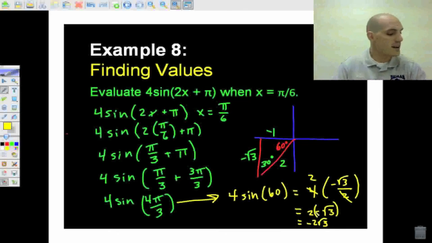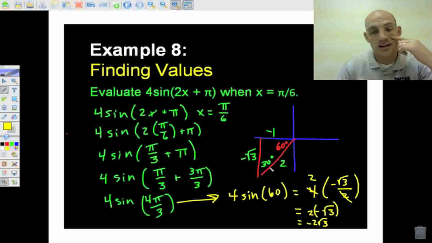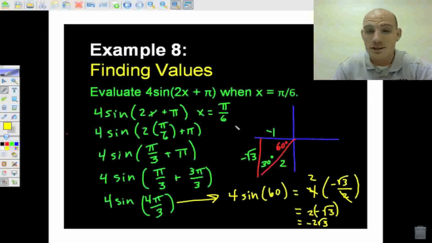Okay, so you see kind of how this is rolling here. We are using our unit circle to make our lives easier. I noticed there are no decimals here. We're not using decimals in this case. Okay, so you need to fill in your unit circle and be able to do these problems when you get back.